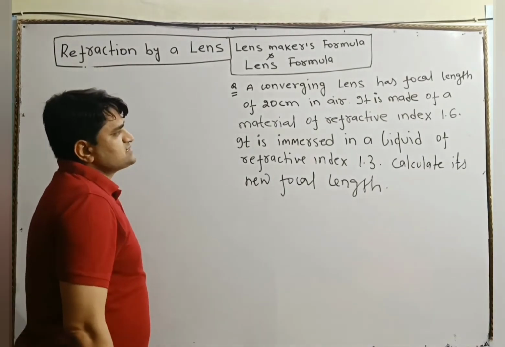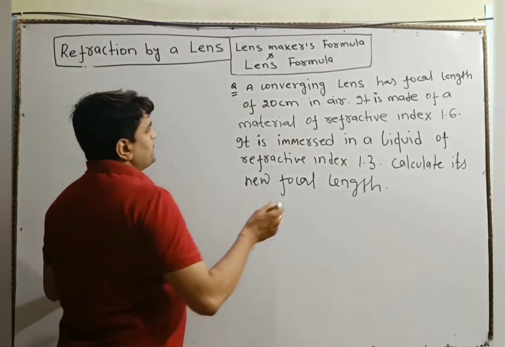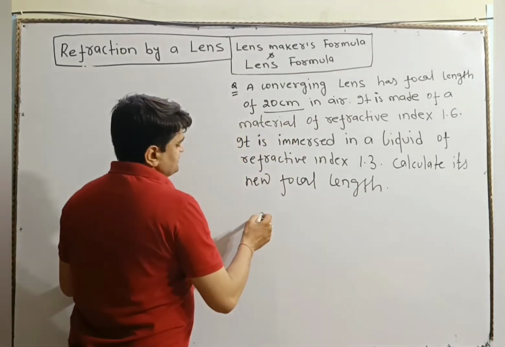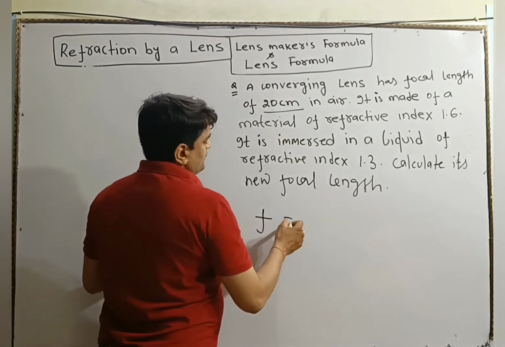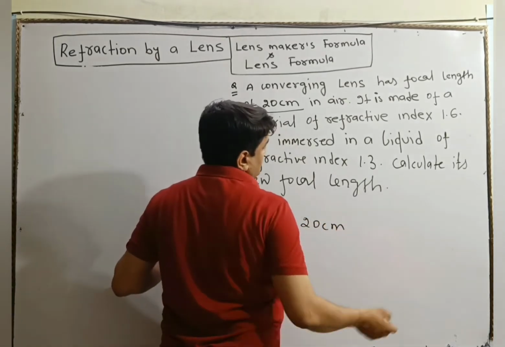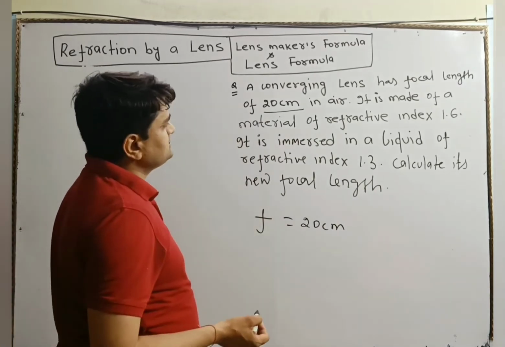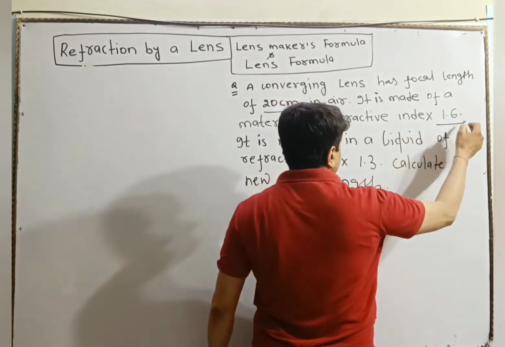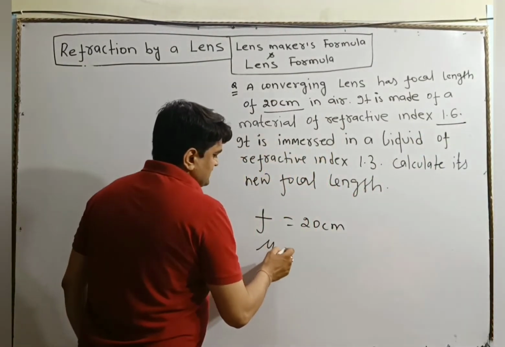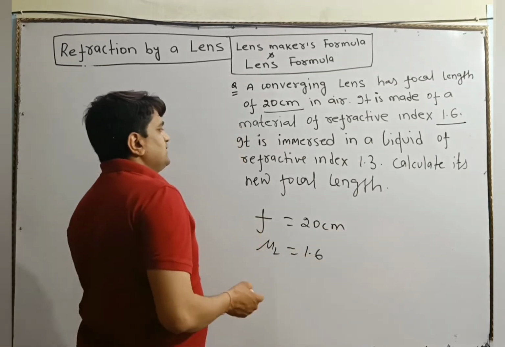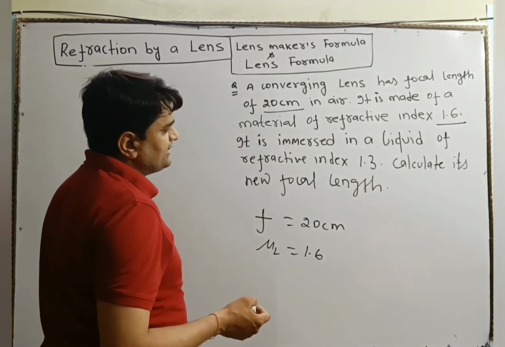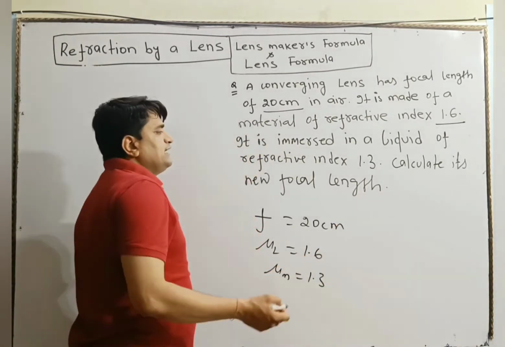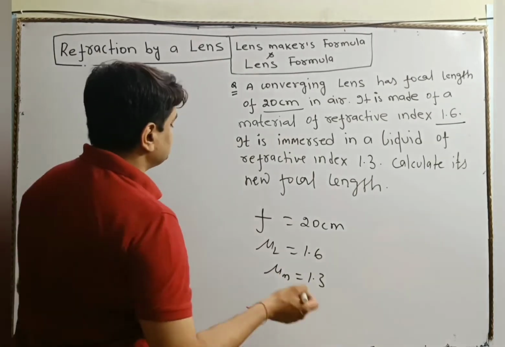A converging lens has focal length of 20 centimeter. Okay, that means f is given 20 centimeter and it is converging, that means convex lens in air. It is made of material of refractive index 1.6. That means mu l is given 1.6. If it is immersed in a liquid of refractive index 1.3, that means mu m is given 1.3. Calculate new focal length. Simple question.